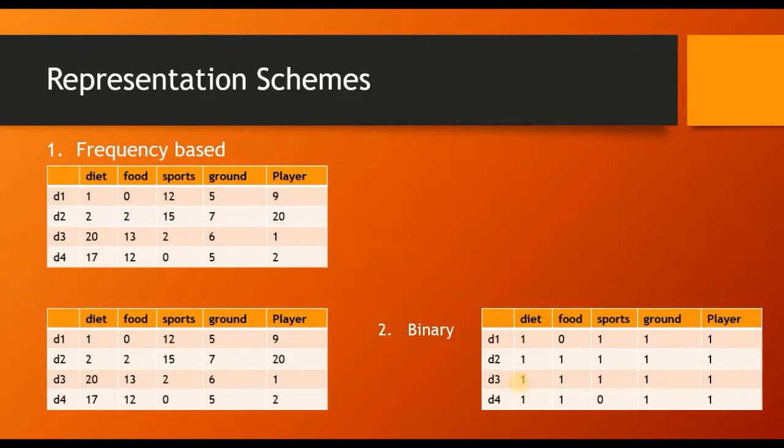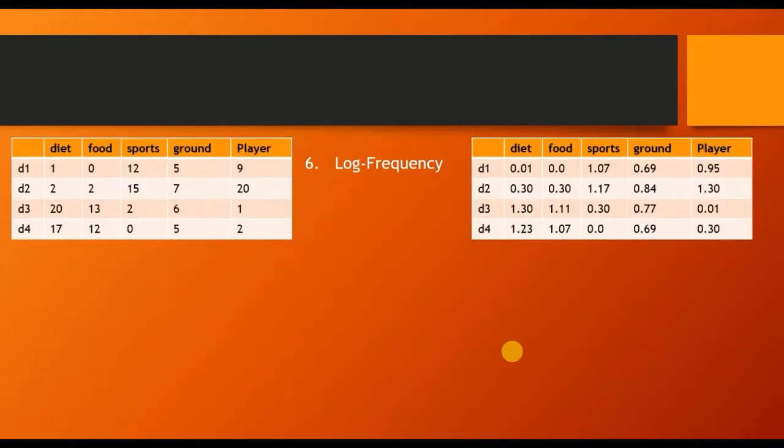Binary representation can be used, and with the help of binary representation, we can actually improve the processing efficiency of our system. Some other frequently used approaches are the log frequency, which dampens the higher values of frequency. So if you see, player is occurring 9 times in document 1 and 20 times in document 2, the difference between the two is being dampened.